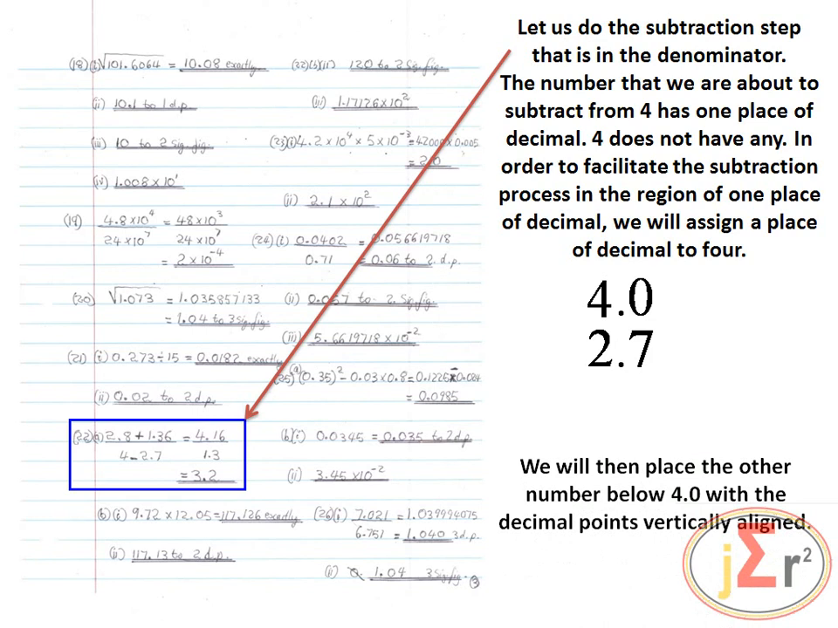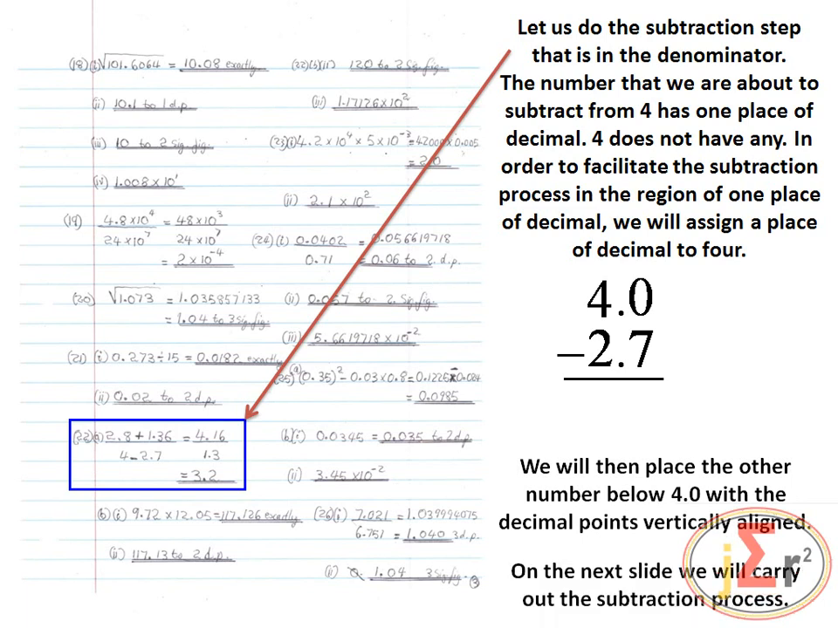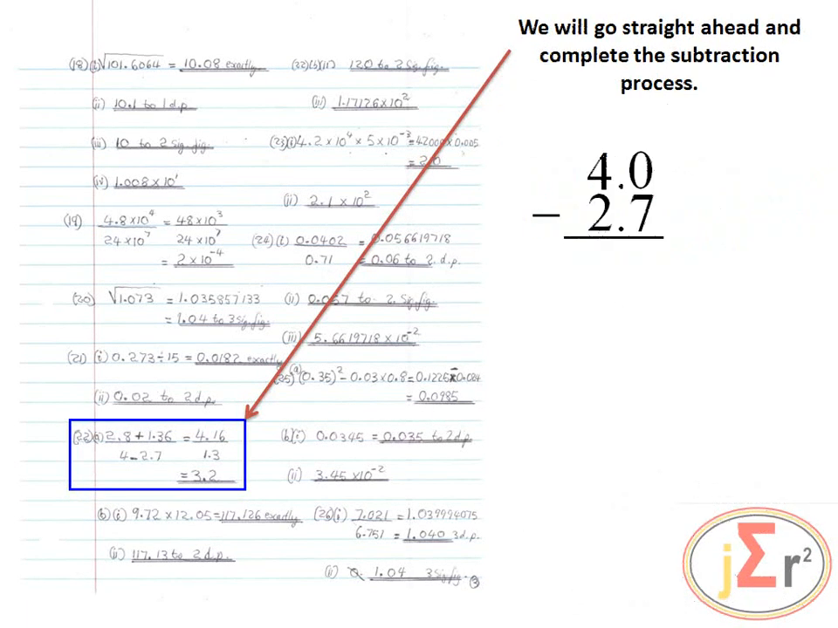In addition and subtraction, the vertical alignment of the decimal points is necessary, and set up our subtraction problem. On the next slide, we will carry out the subtraction process.